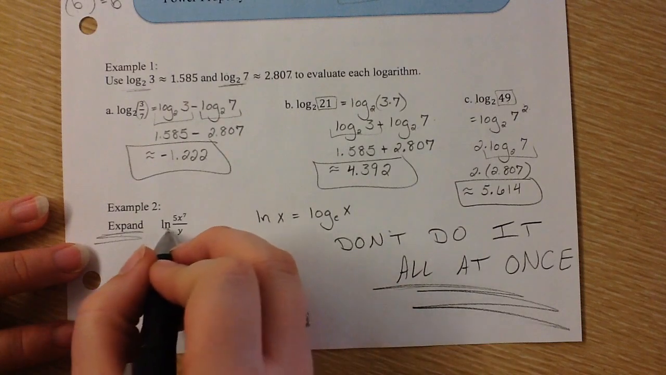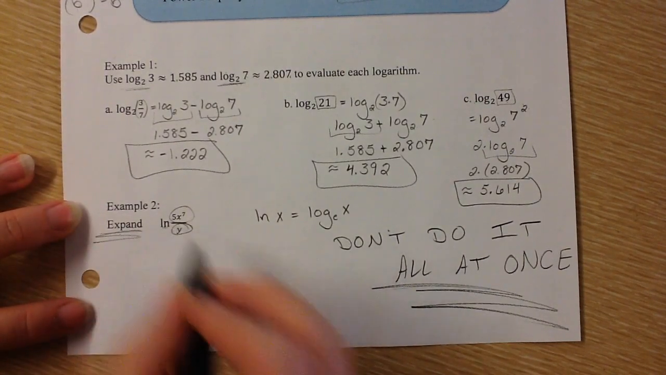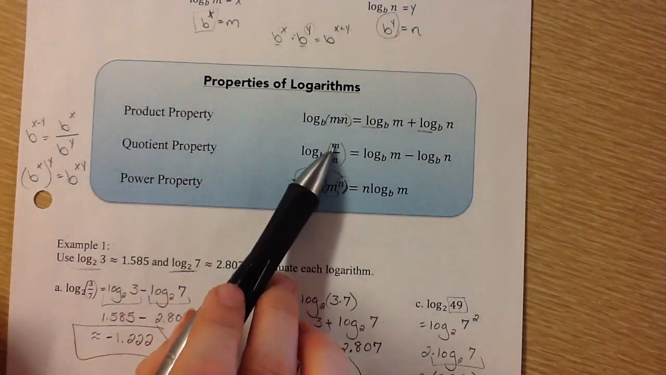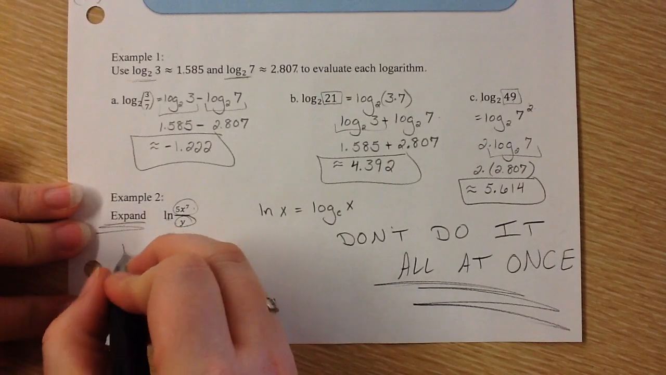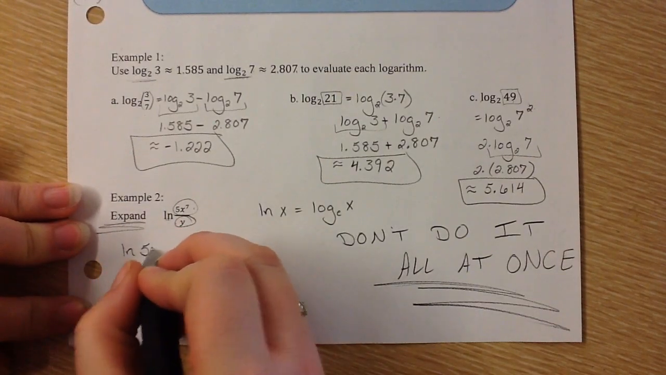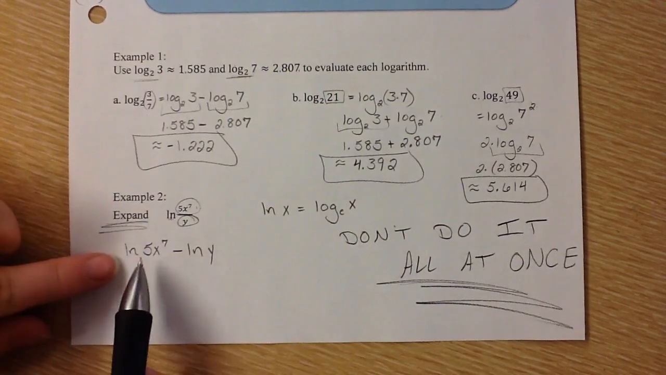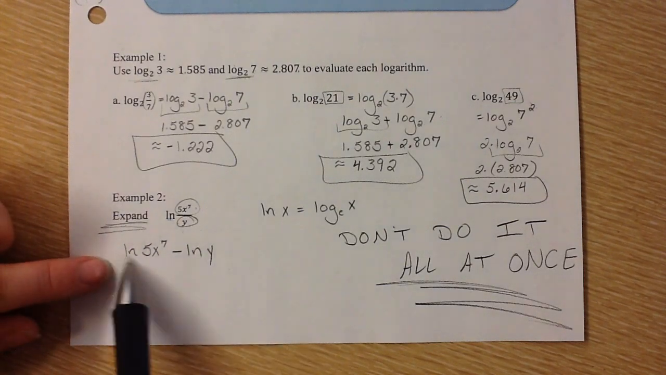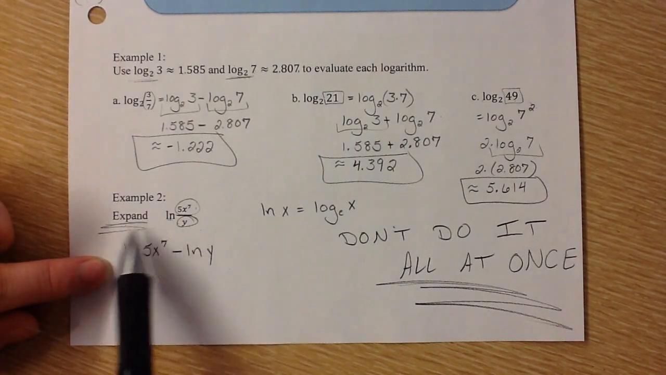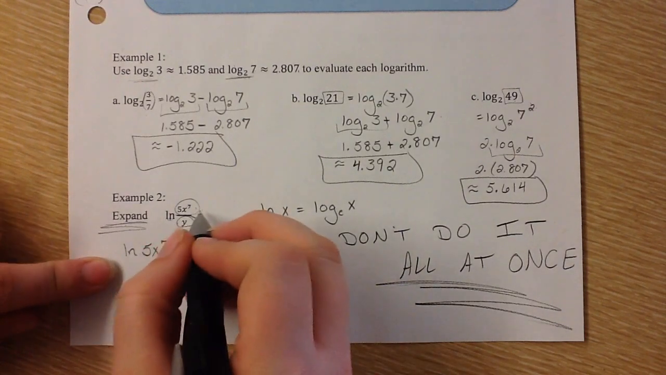The first thing I'm going to notice is I have this division. We have the top and we have the bottom. So I'm going to use my quotient property of a division and split it up into a subtraction. So this would be the natural log of 5x to the 7th minus the natural log of y. So the first thing I did is get rid of the division. Now I need to work with this guy. You undo things a lot like you undo when solving an equation.